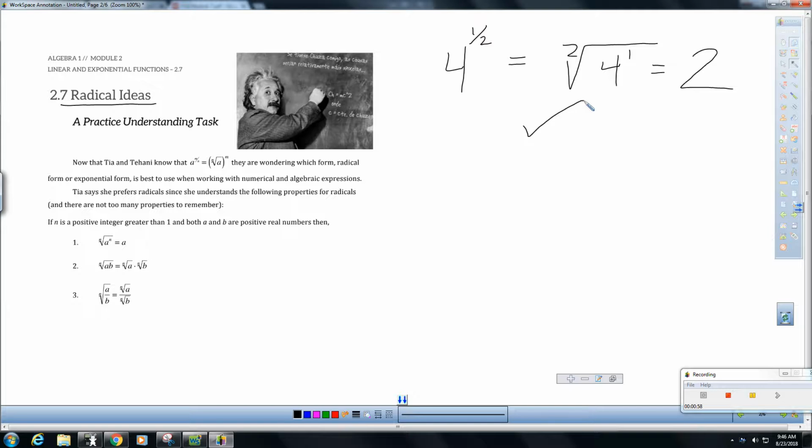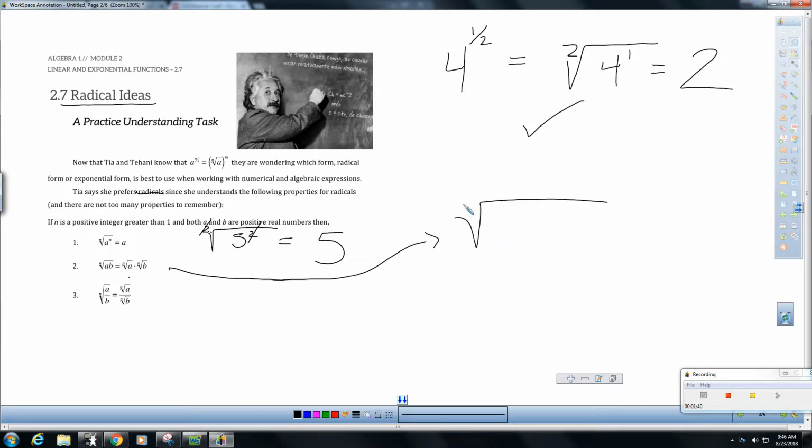Okay? So Tia likes to work with radicals. We know that about her, because she says she understands all of these properties. So the nth root of a to the n is a. That's like this. The square root of 5 squared. Well, maybe you want to write out 5 squared is 25 and the square root of 25 is 5. You can think about this and this canceling each other out. The nth root of a times b is equal to the nth root of a times the nth root of b. Let's practice another one.